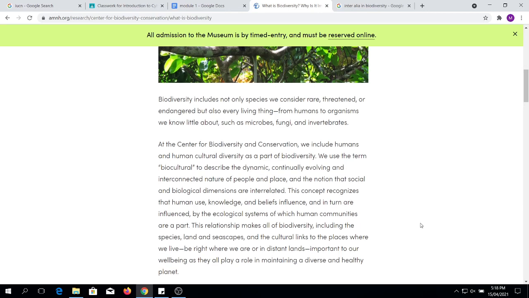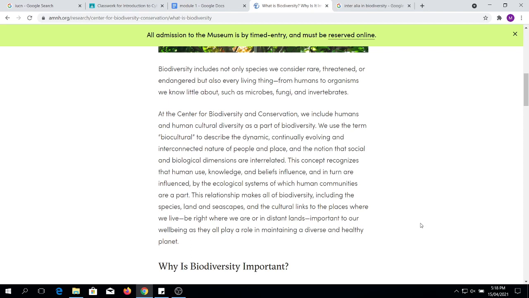So we use the term bioculture to describe the dynamic, continually evolving and interconnected nature of people and place, and the notion that social and biological dimensions are of course interrelated with one another. In short, this concept recognizes that human use, knowledge, and belief influence, and in turn are influenced by, the ecological system of which human communities are part.